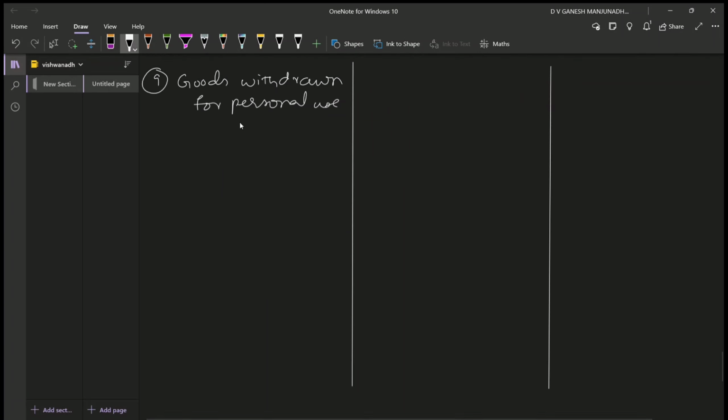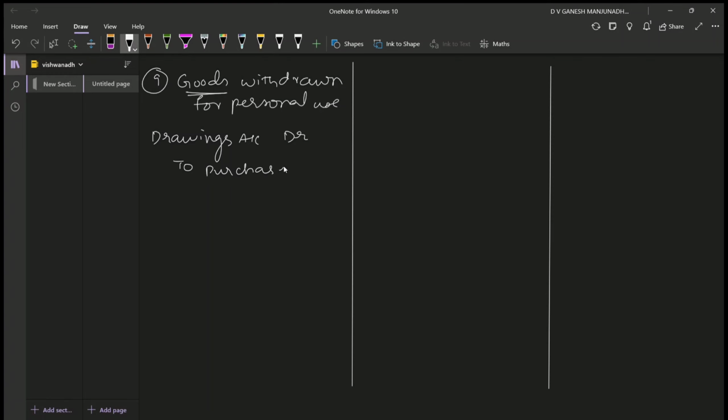As we know, goods are nothing but the things which we have purchased. Okay, and these goods are to be deducted from the purchases because they are going to be withdrawn from the purchases. So it is like a drawing by the proprietor. So drawings account debtor, as it is goods withdrawn, so we are going to credit purchases.